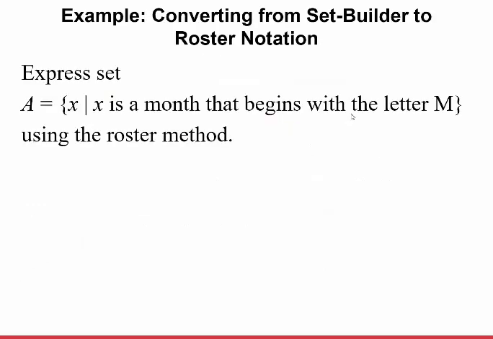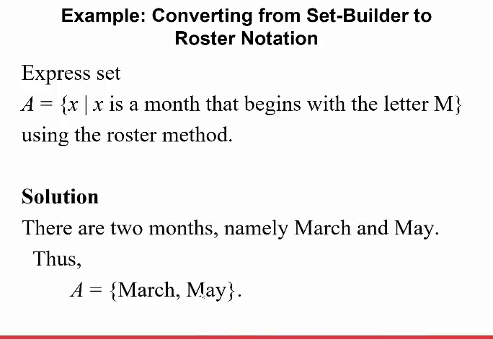Okay, so let's convert set builder to roster notation. Express set A, where A is equal to an element x such that x is a month that begins with the letter M, using roster notation. Well, there are only 2 months that begin with the letter M, namely March and May. So thus A is equal to the set of March and May. And that's it. Here it was in set builder notation, and here it is in roster.